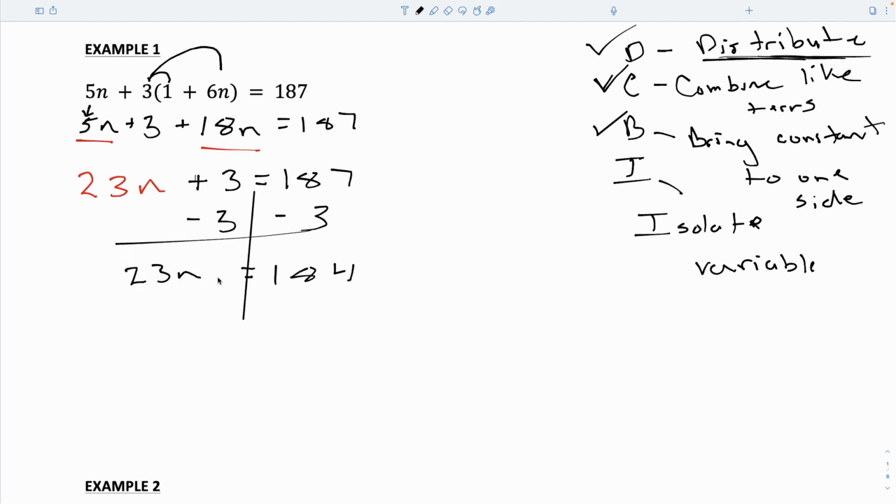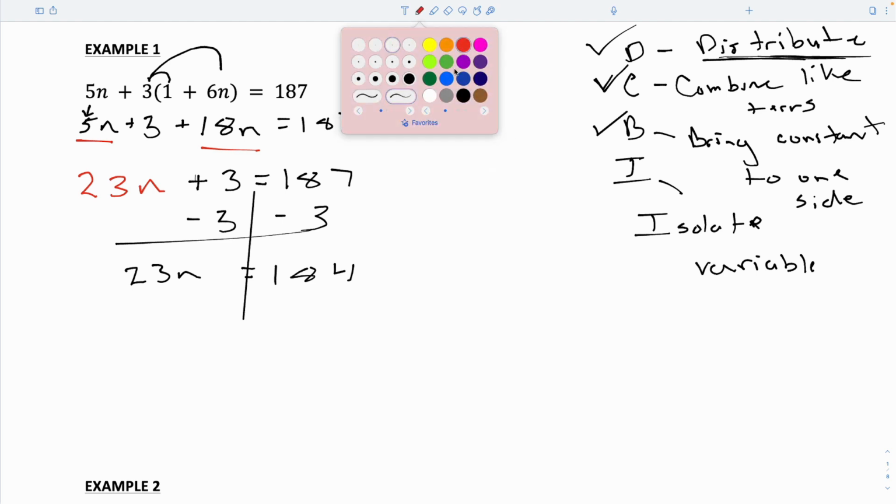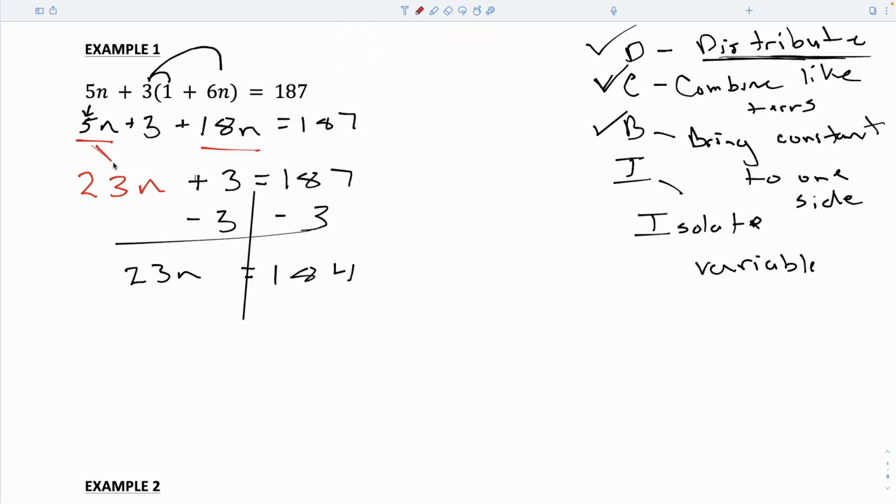Aiden, do you have a question? Yeah, how'd you get 23n? So I combined. Since there's two n's on the left side, that was the difference between yesterday and today. We combined any numbers that were similar terms. If there was a 3 and a 5 without a variable, those are two of the same term, you would combine it.